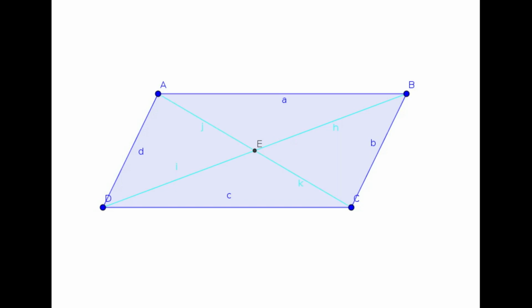When we draw two diagonals, they bisect each other and divide the parallelogram into two pairs of similar triangles. Opposite angles are equal to each other.